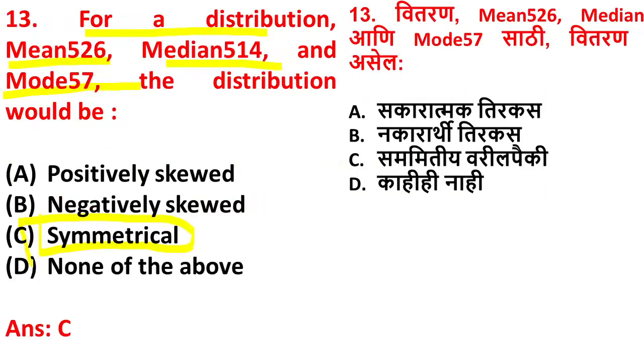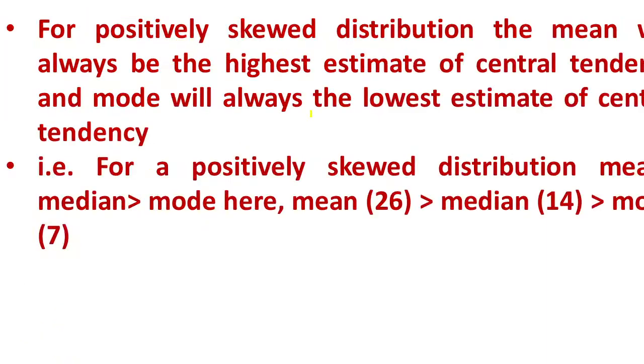Yes, sorry, here the right answer is positively skewed distribution, because mean is greater than median, median is greater than mode. Option A is correct. For a positively skewed distribution, the mean will always be the highest estimate of central tendency and the mode will always be the lowest estimate of central tendency.